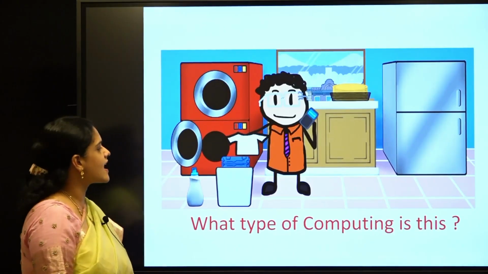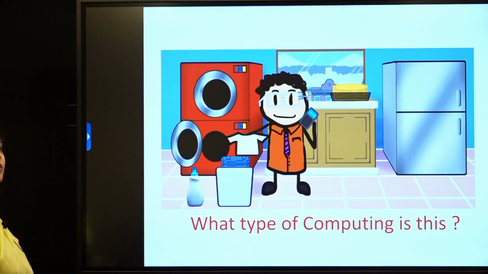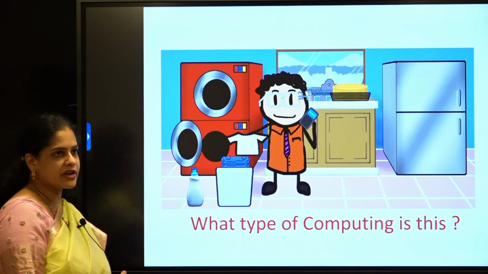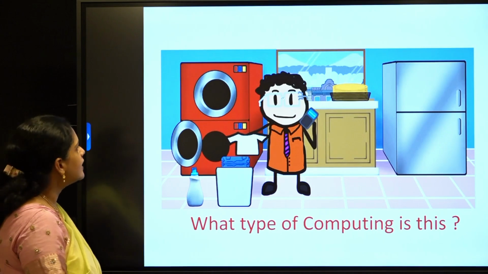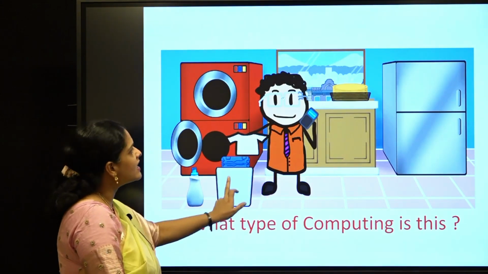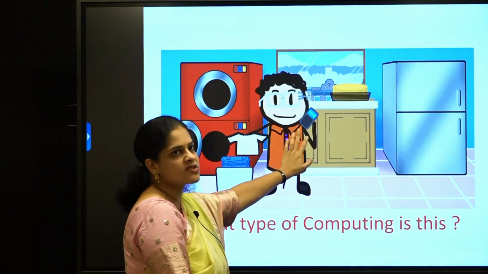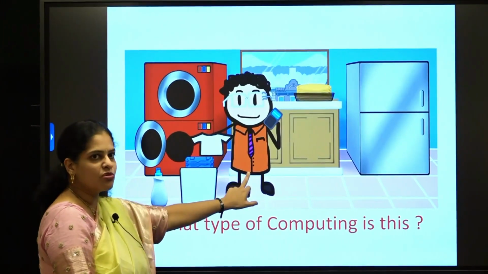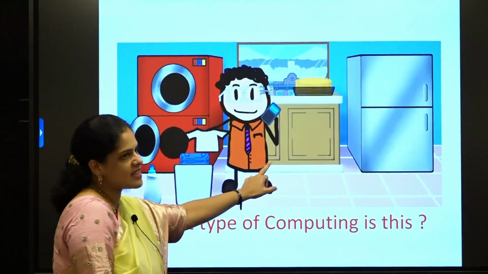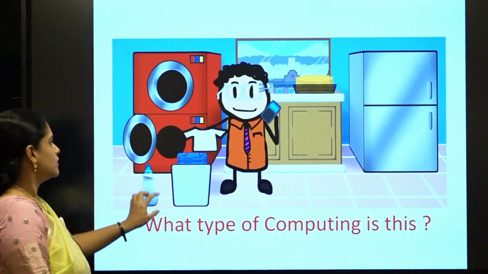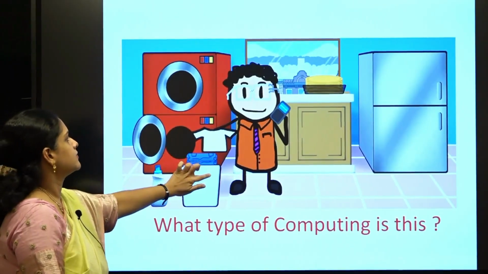Next, if you see this diagram, can you identify what type of computing it is, whether it is serial computing, parallel computing, or concurrent computing? If you see here, a person is washing his clothes and at the same time looking after his mobile, doing some work on it. If you consider this person as a CPU, he is doing multiple tasks at the same time. So we call this a parallel computing environment. This is an example of parallel computing.